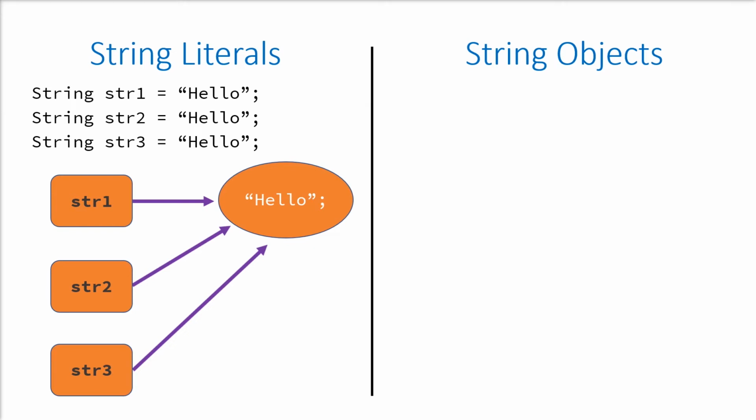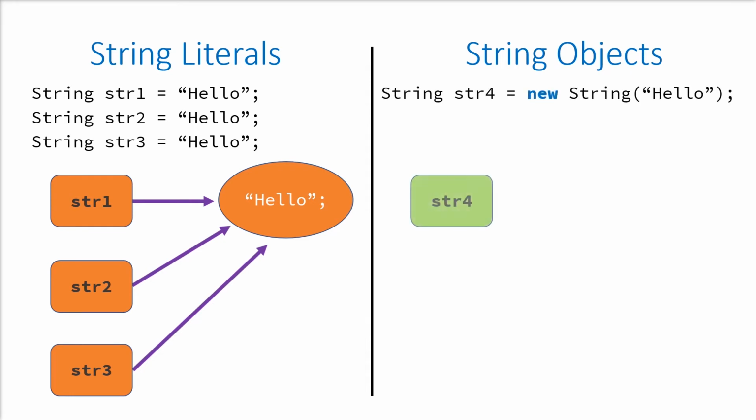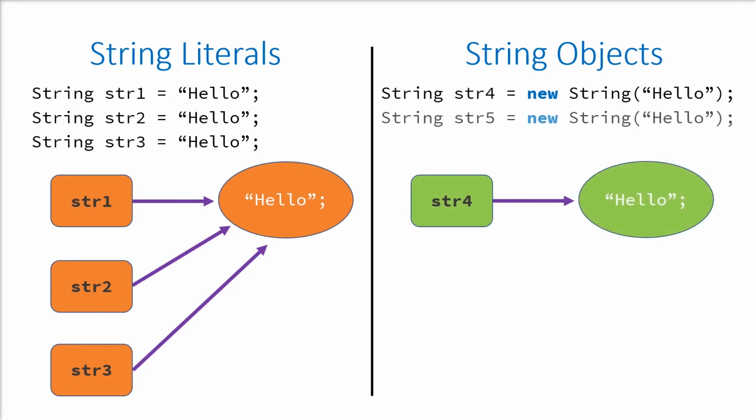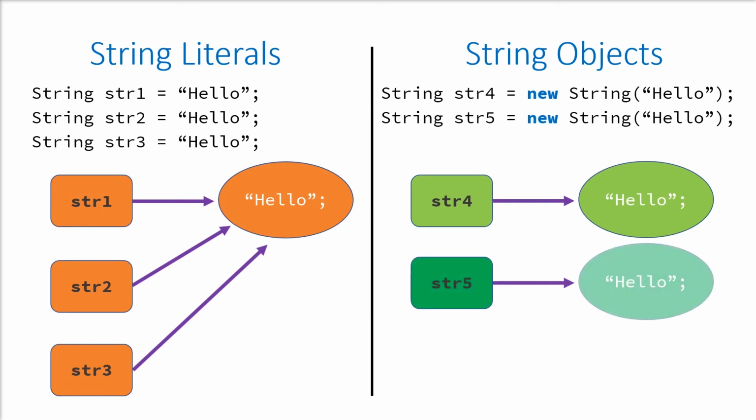However, with string objects, it's different. If we write String str4 equals new String("hello"), str4 accesses a hello like before. But if we write String str5 equals new String("hello"), the keyword new means that we have to create a new hello. Although str4 and str5 both access hello, the two hellos each string accesses are different.